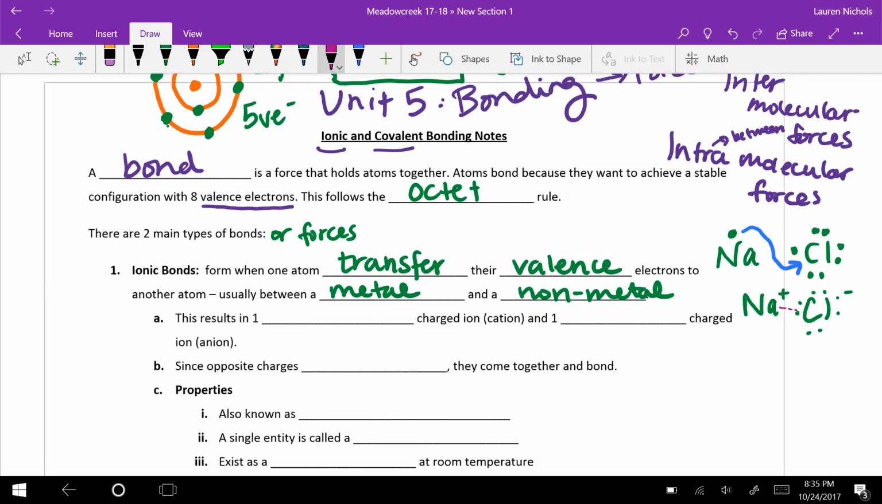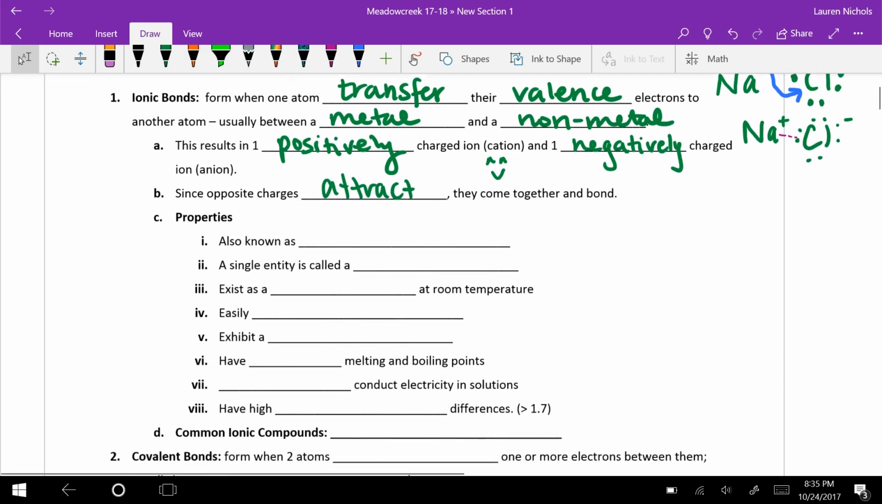Okay, and so if we look back at our notes, we see that it resulted in a positively charged ion, which is called a cation, because remember, cats have paws, and cations are positive. And it also resulted in one negatively charged ion, which is called an anion. And because those opposite charges attract each other, they come together and form that bond. That force between them causes them to create a bond.